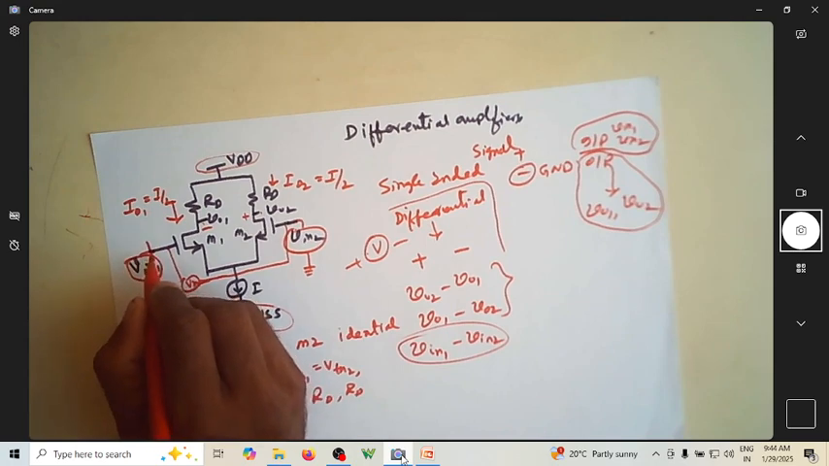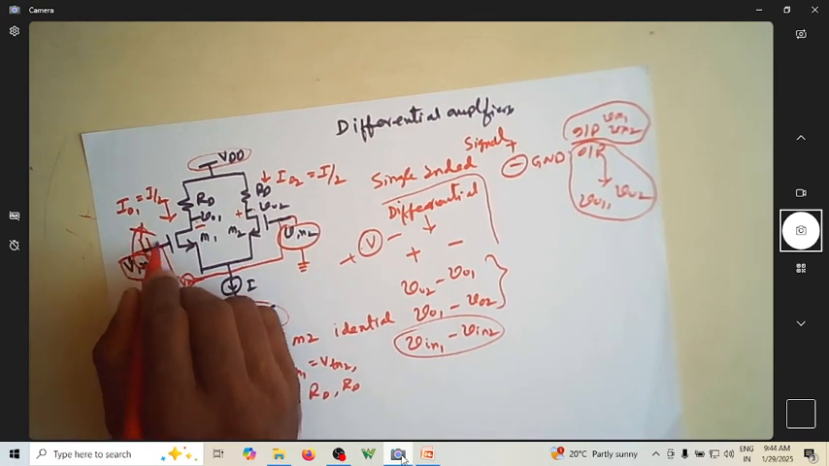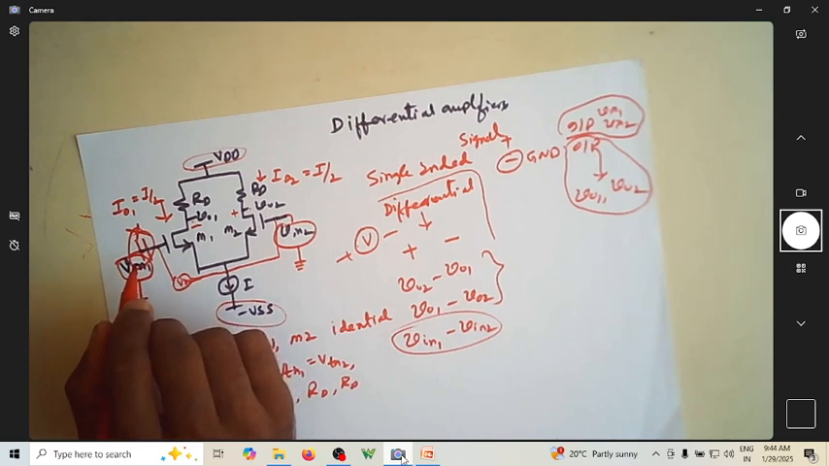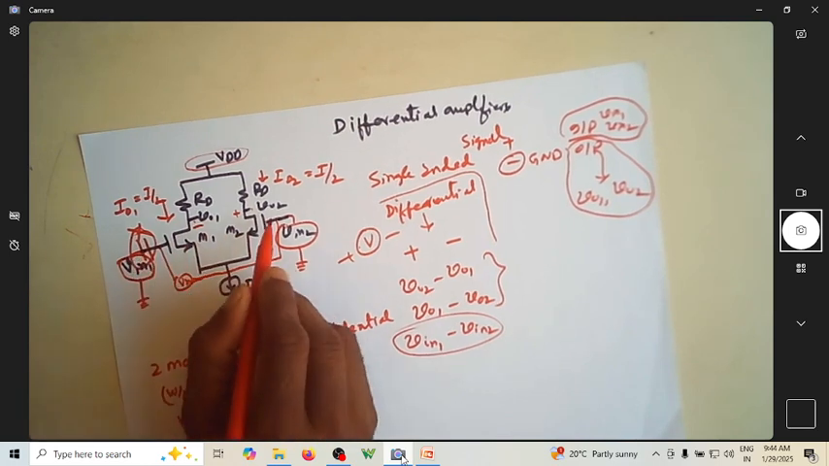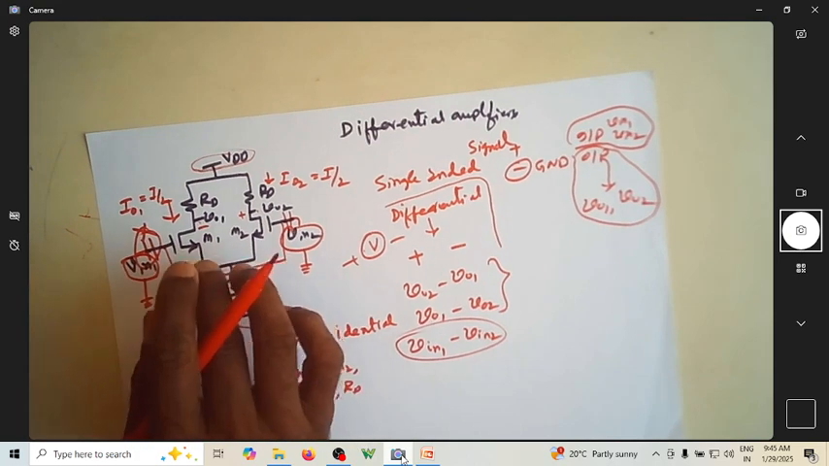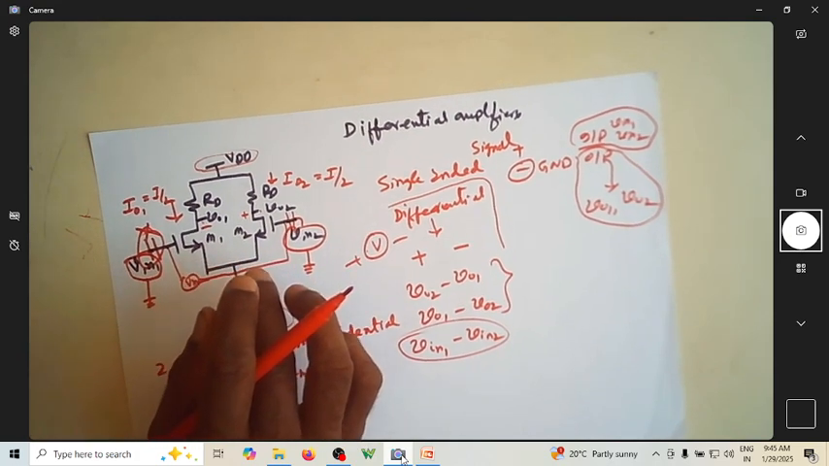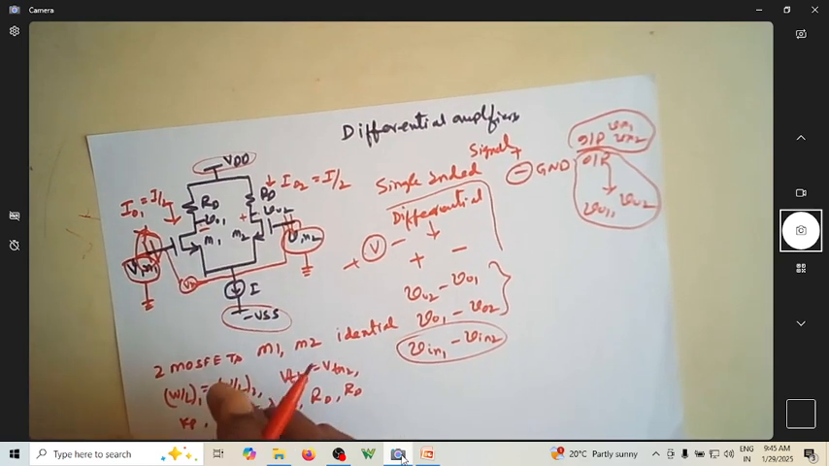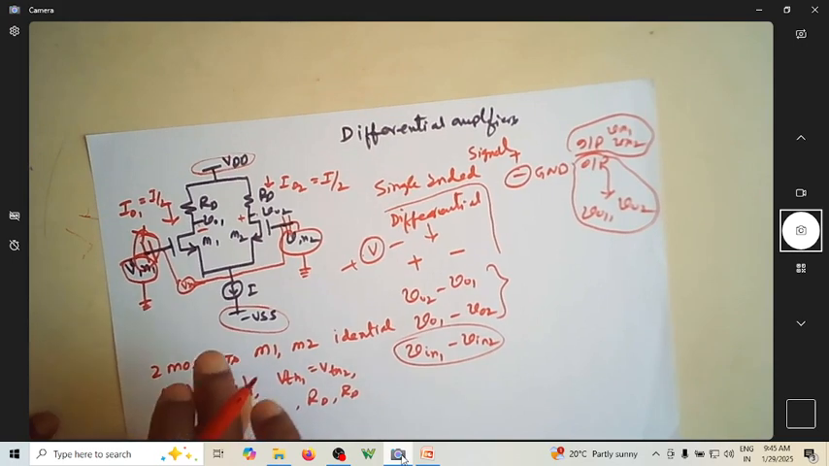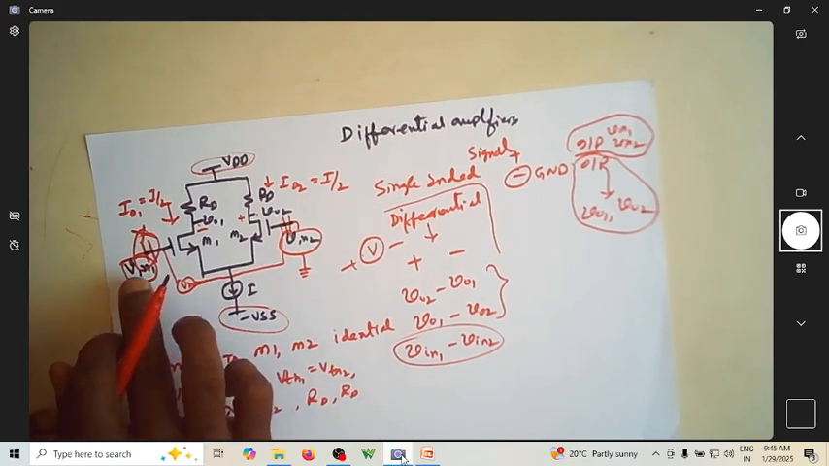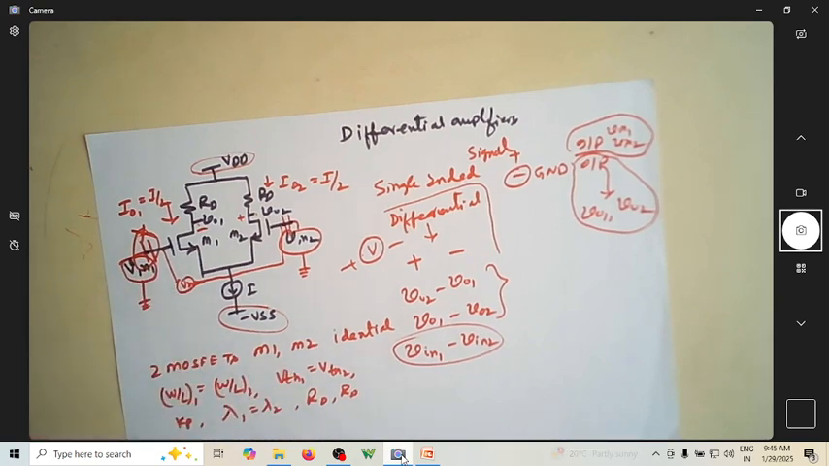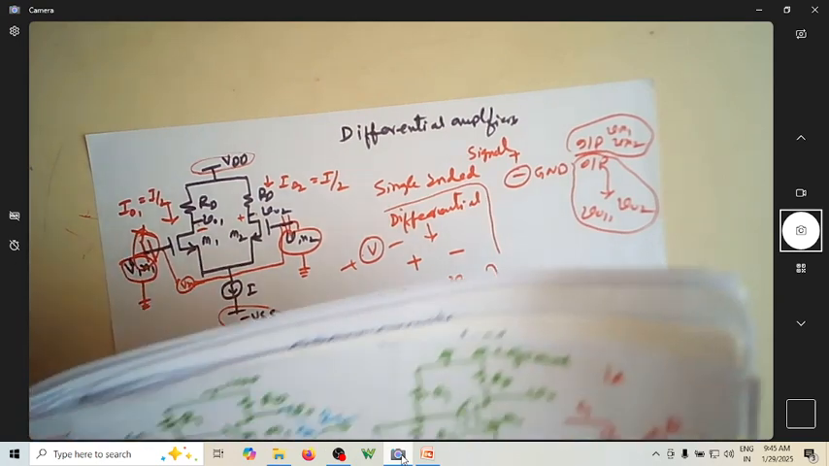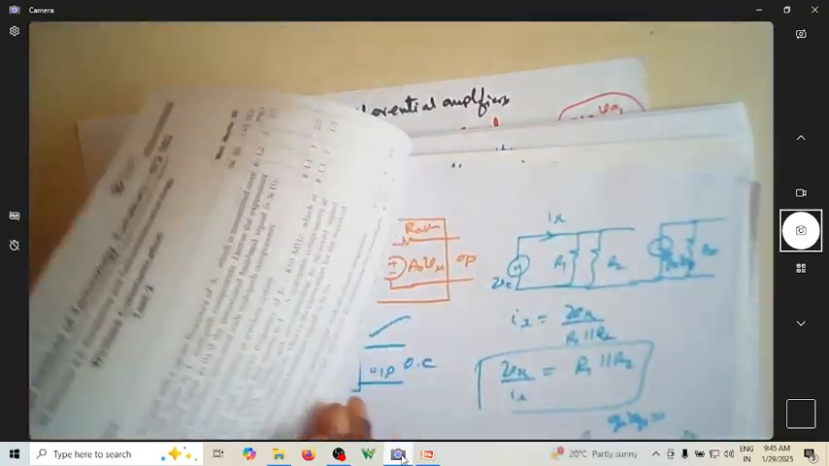And there is no need of a coupling capacitor here. There is no need of a coupling capacitor for a differential amplifier, neither here nor here. So that is not there in case of a differential amplifier. This is the biggest advantage of the differential amplifier. It does not have a coupling capacitor, which is so advantageous in terms of its frequency response.